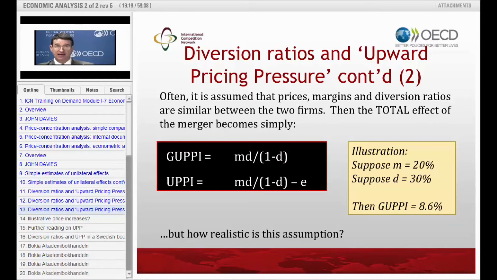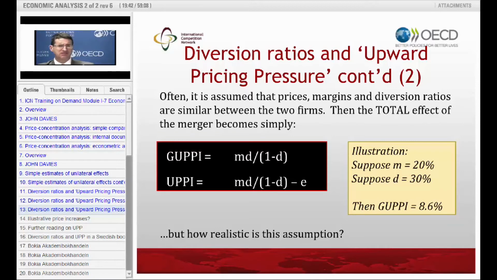Another approach is to calculate what level of efficiencies you would need in order for the upward pricing pressure to be zero, and then decide whether that level of efficiencies is plausible. So in our example before, for example, we needed 8.6% reduction in marginal costs in order to conclude that the merger would not result in upward pricing pressure.